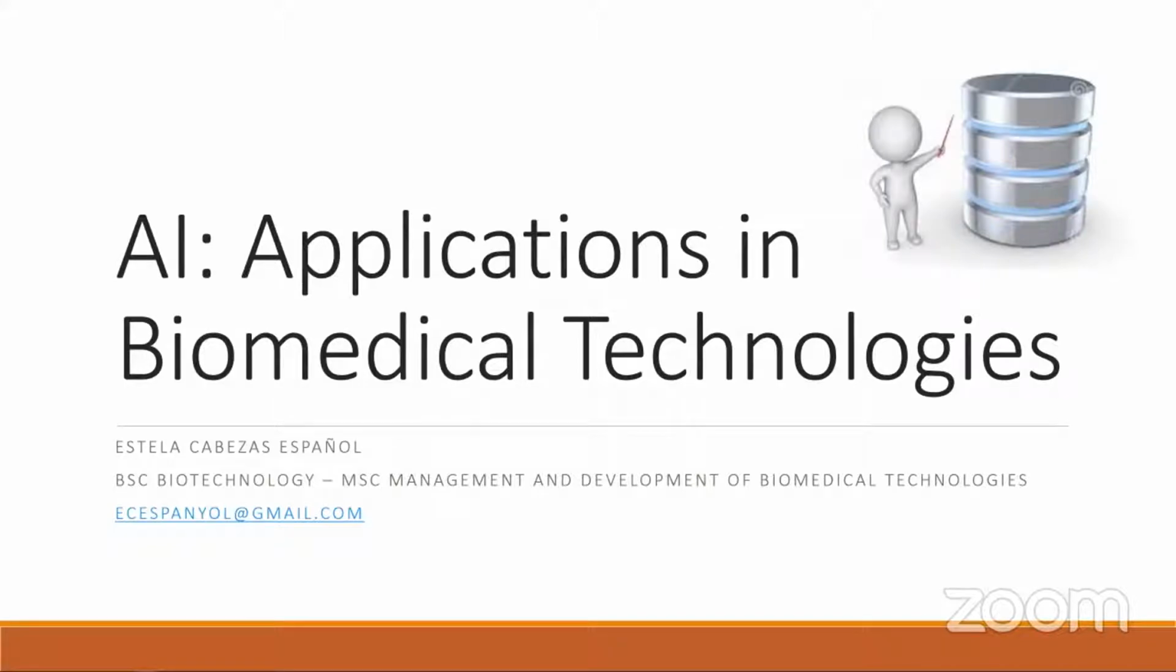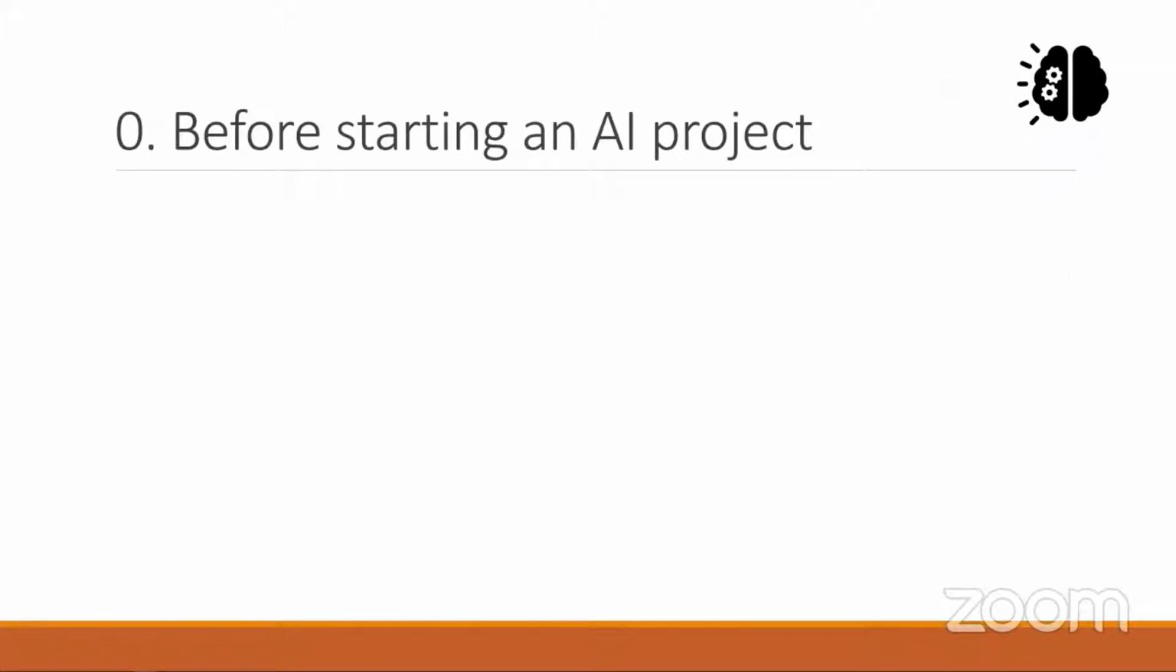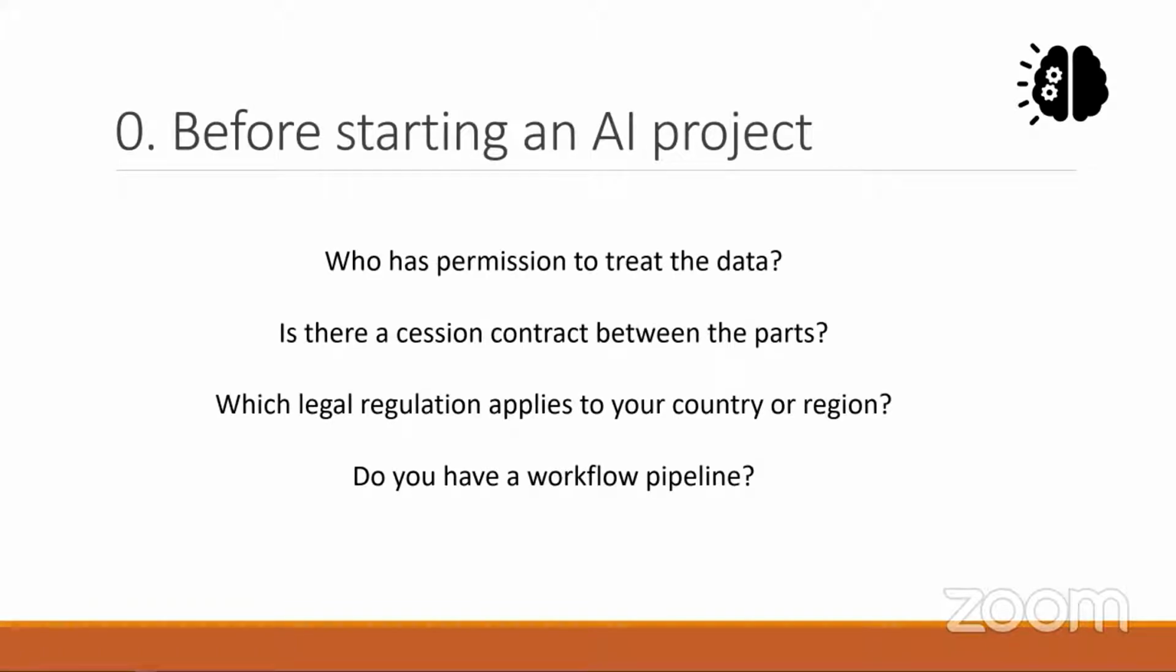So today I will be talking about some applications of biomedical technologies, all based on artificial intelligence. Before starting any AI project, there are some things that we have to take into consideration, mostly if we are talking about the health sector. For example, who has permission to treat the data we are going to use? If we are working with some kind of organization or with a health organization, is there any session contract between the parts to allow the researchers to treat this data?